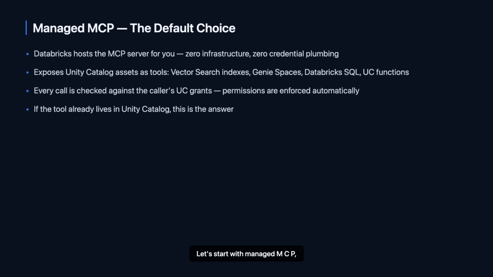Let's start with Managed MCP, because it's the default, and on the exam, the right answer more often than not. Databricks hosts the server for you. There's no infrastructure to stand up, no token to rotate, no credentials to plumb through. It exposes 4 kinds of Unity Catalog assets as agent tools: Mosaic AI vector search indexes, Genie spaces, Databricks SQL, and UC functions. Every call gets checked against the caller's Unity Catalog grants automatically. The rule of thumb is simple. If the tool already lives in Unity Catalog, Managed MCP is the answer.